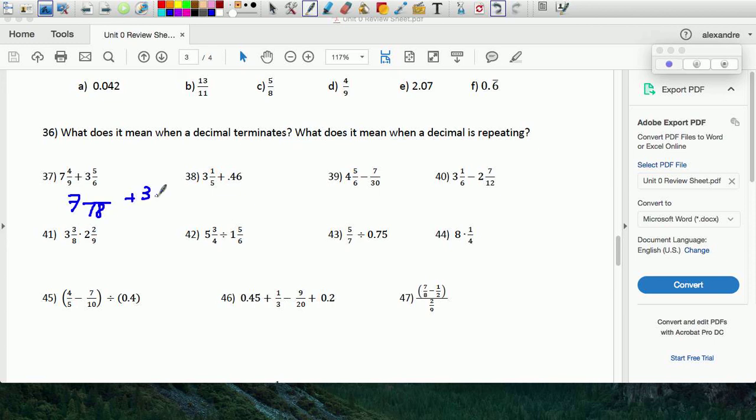Plus 3 over something over 18. How did the 9 become 18? Times 2, so 4 times 2 is 8. 6 times 3 became 18, so 5 times 3 here is on top.